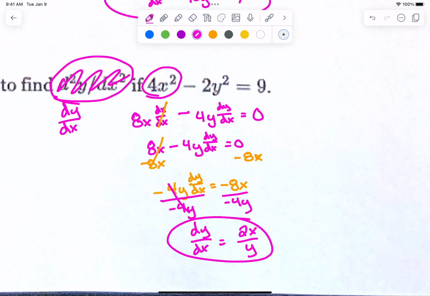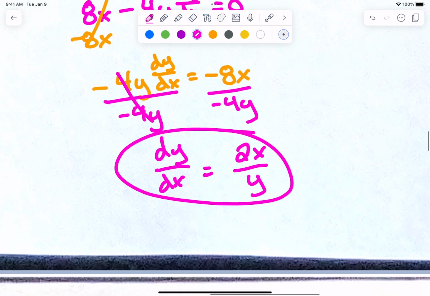Why did it have squares then? Why were they squared? That means find the second derivative. So we would go and find the derivative again. We could find the derivative again. Let's do that real quick. Do you want to see it? You want to see the second derivative? This is what it looks like.